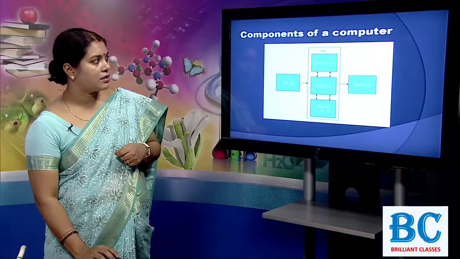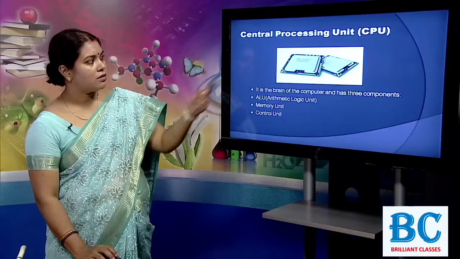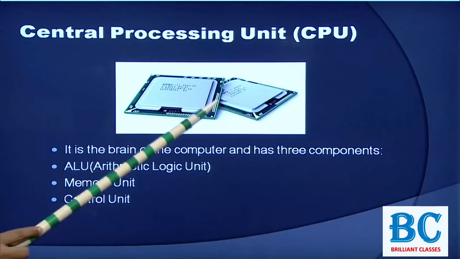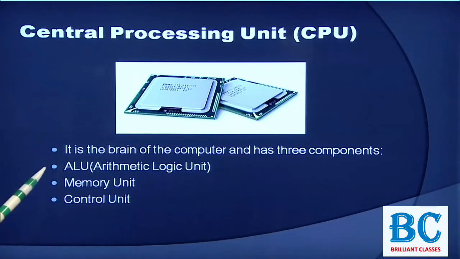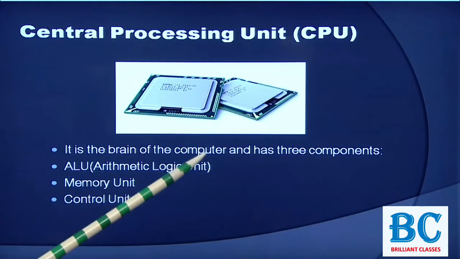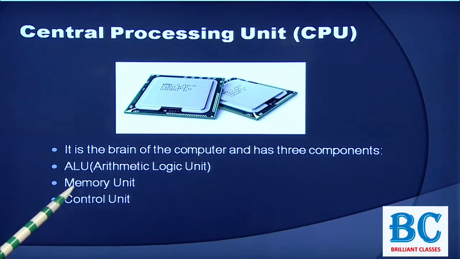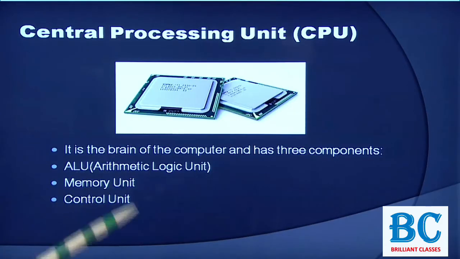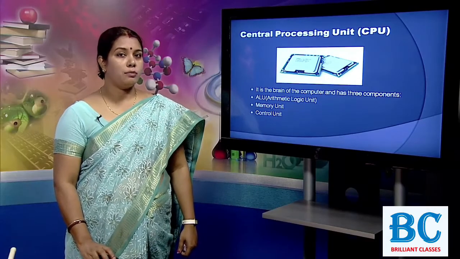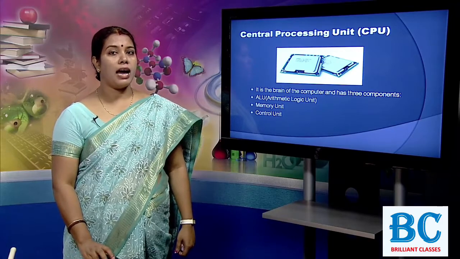Then we have the next, this is the central processing unit. Here you can see the CPU chips being used, and as I told, it is the brain of the computer and has three components: ALU, memory unit, control unit. So, the ALU basically is the arithmetic logic unit. It has got an arithmetic section and a logical section. Function of arithmetic section is to perform arithmetic operation like addition, subtraction, multiplication and division.